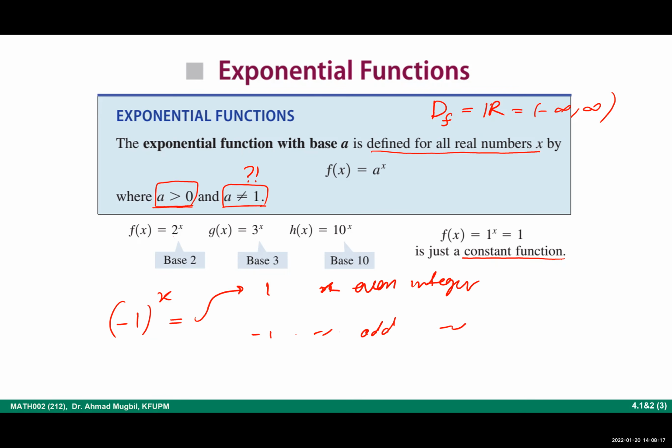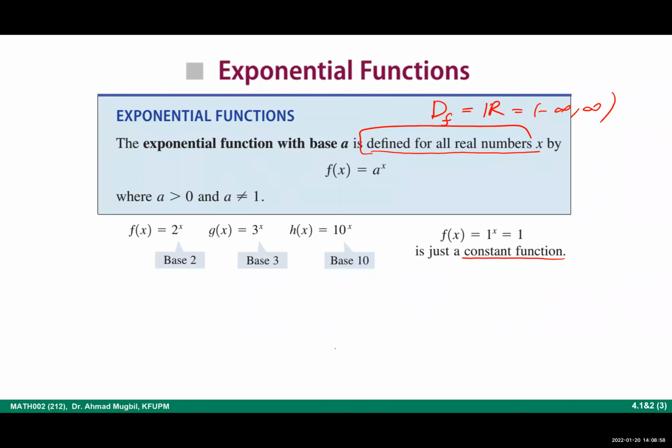Yes. It might be undefined at some values of x, like a half. Negative 1 to the power half is the square root of negative 1. This is the imaginary unit, i. It is not a real number, and the function should be defined for all real numbers. So this is why we exclude these values. From now on, in this section and in the next sections, when we define the logarithmic functions, the base cannot be 0 or negative. It is strictly greater than 0 and not 1. Okay?